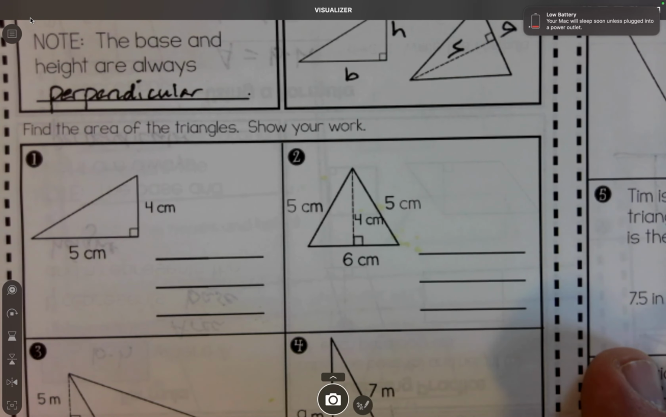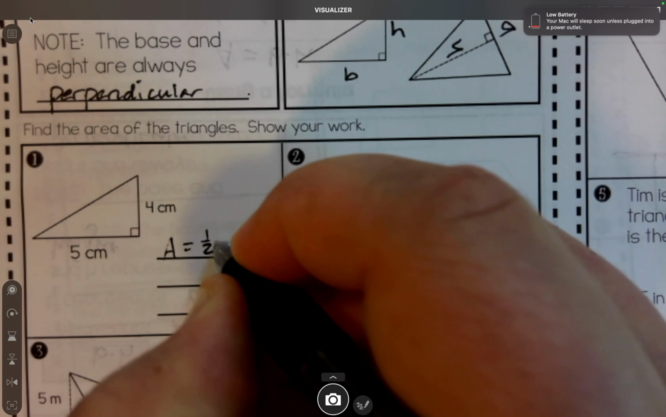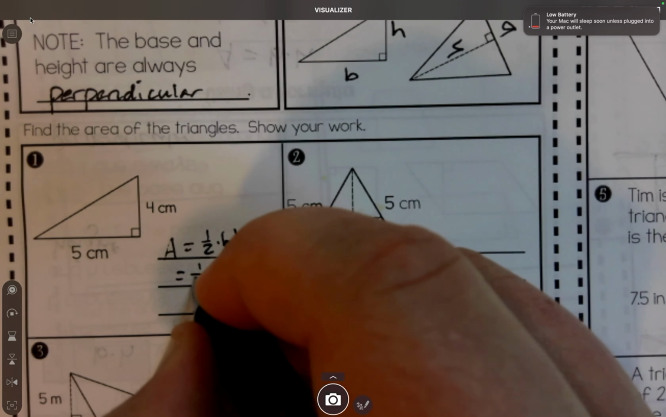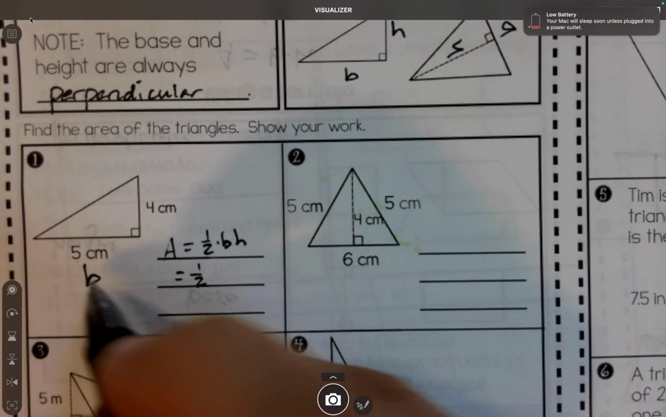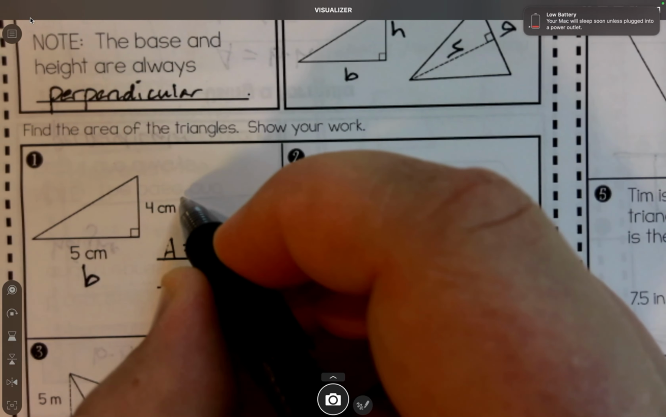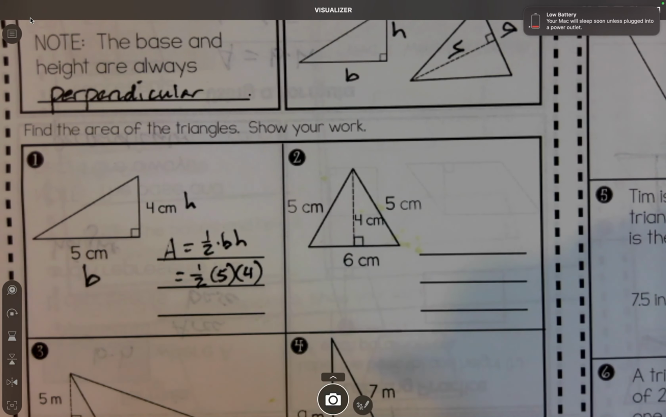Okay, so number one, we know the formula is area equals 1/2 times base times height. So I do 1/2. The base is 5. The height is 4. And you can type all this in your calculator.